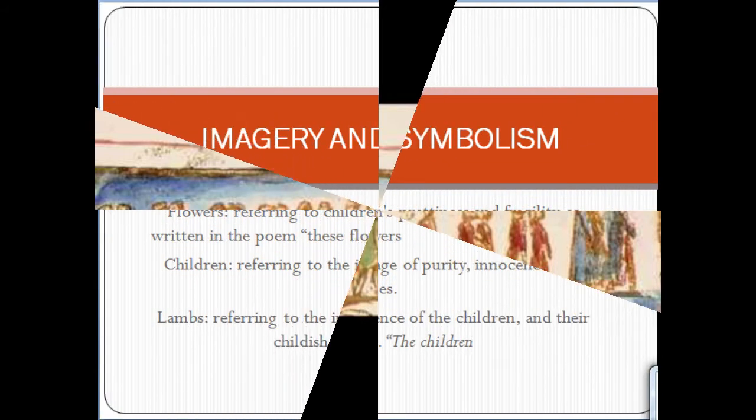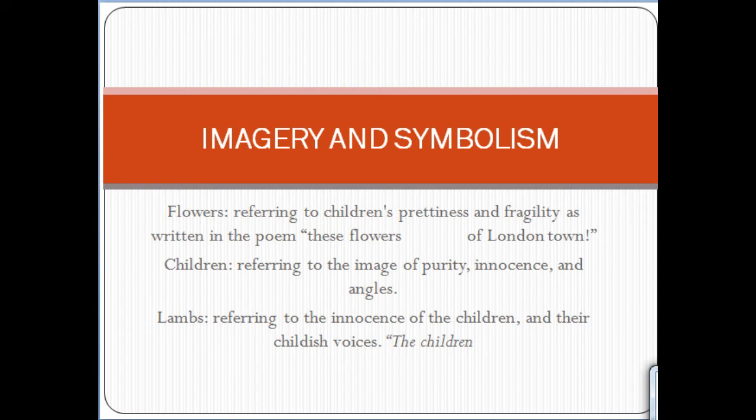Imagery and symbolism. Flowers refer to the children's prettiness and frailty, as written in the poem, these flowers of London town. And the children refer to the image of purity, innocence, and angels. Lambs refer to the innocence of the children and their childish voices.